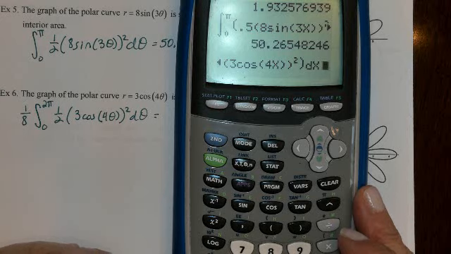Every year when I'm giving the test, I see kids who clearly have not practiced, and it takes them way too long to type things in.